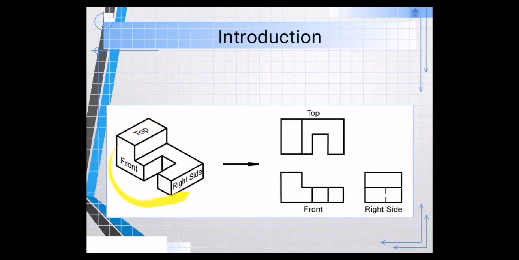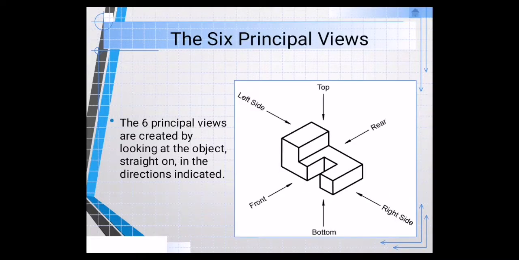As we have seen, this is a 3D object, and these are its orthographic projections. The observer is supposed to see from the front side, and the views are drawn: front view, top view, and right hand side view. Generally there are 6 principal views as shown in this figure: top, rear, right side, bottom, front, and left side.